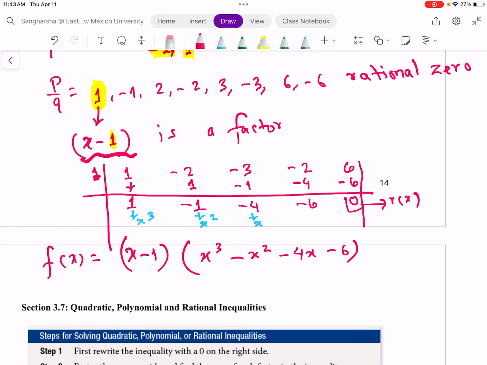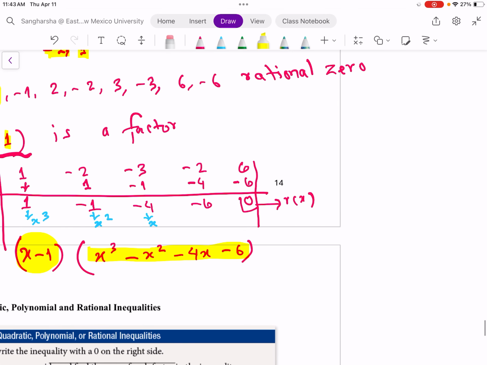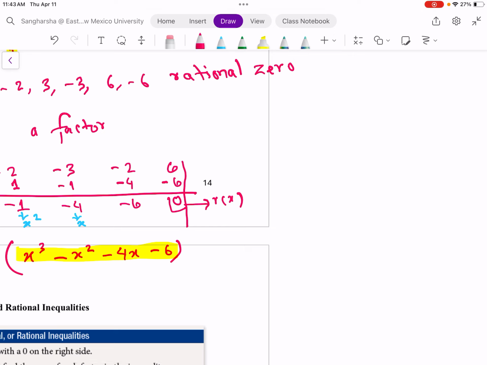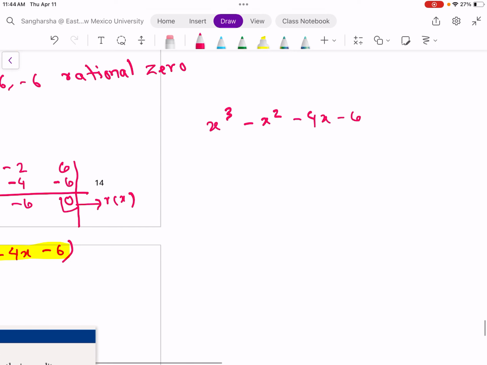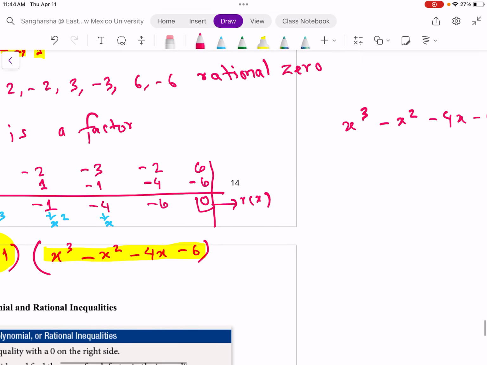Now this is not completely in factor form. So we're going to factorize. We can't factorize this expression, right? But we can factorize this one, and we repeat the same process here. Okay. Now let me take the second factor and repeat the same process. Let me take x cube minus x square minus 4x minus 6. Repeat exactly the same process.